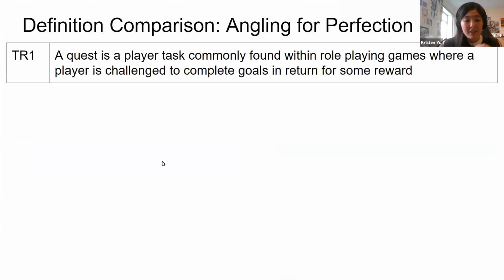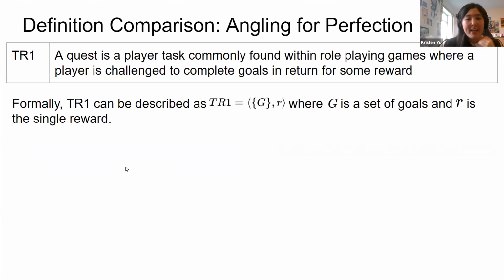To compare my proposed quest definition, I chose a definition that already exists. So I chose TR1, which states that a quest is a player task commonly found within role-playing games where players challenge to complete goals in return for some reward. In order to formalize this, it can be described as G, R, where G is the set of goals and R is the single reward. I interpreted the wording of "some reward" similarly to how it's interpreted in reinforcement learning, where "some reward" refers to a single reward.